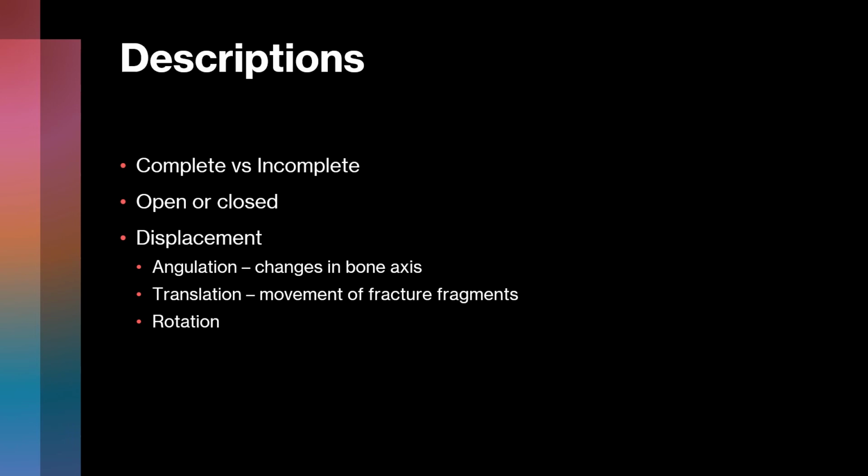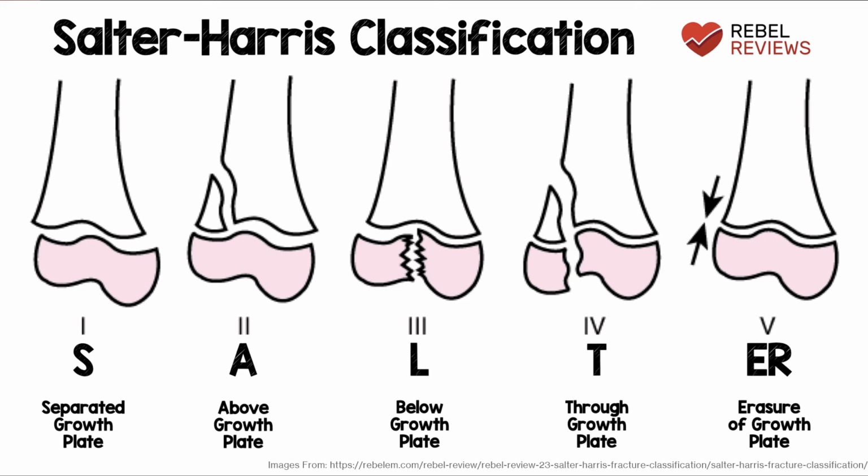And then displacement, and you can describe this in various different ways. So there's angulation, which is changes in the bone's axis, translation, which is movement of the fracture fragments, and then rotation, which is harder to appreciate on an X-ray. And finally, we have the Salter-Harris classification, which is for classifying fractures in kids, and it's relating it to the growth plate. So you can see the various different classifications on the screen now.